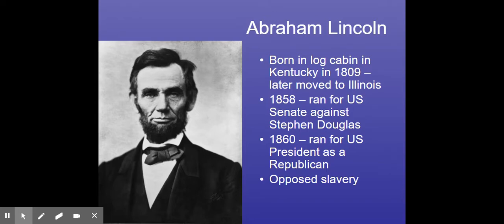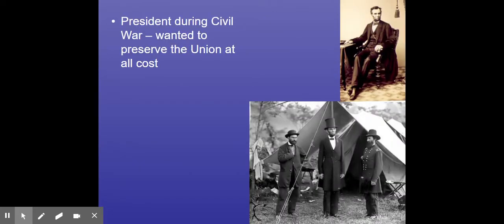He is the only U.S. president during the Civil War. Okay, he wins in 1860. There's another election in 1864, and he wins re-election in 1864. It is a very hard fought election. In fact, there are times that he thinks he's not going to win.